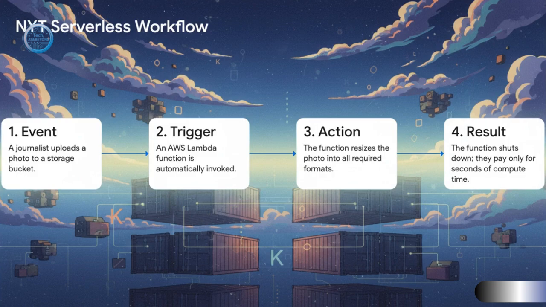So now, when a journalist uploads a photo to a storage bucket, that's the event, a Lambda function is automatically triggered. It resizes the image into every required format, and then it shuts down. They only pay for the few seconds of compute used per photo, saving an enormous amount of money and gaining infinite scalability for those breaking news events.